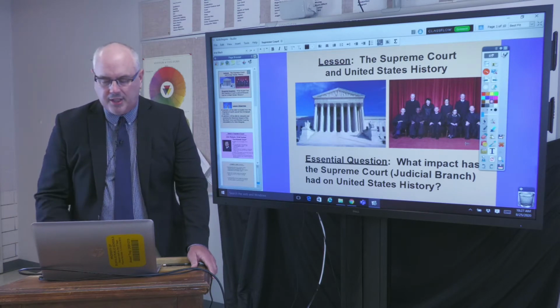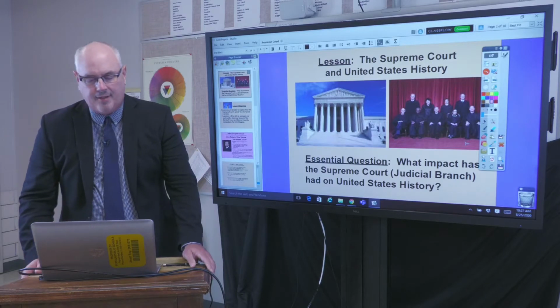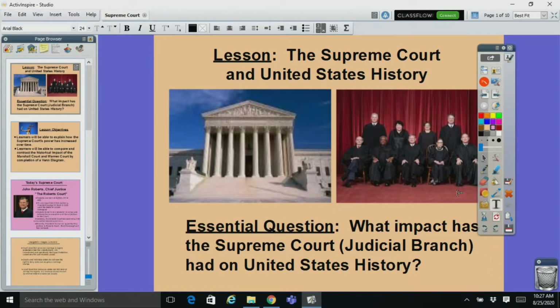Our essential question today is, what impact has the Supreme Court had on United States history? Here we have a picture of the current court. The current court today is called the Roberts Court. John Roberts is our Chief Justice. He has been since 2005. Here's a picture of the Supreme Court building in Washington, D.C.